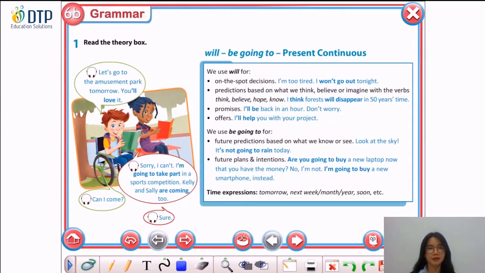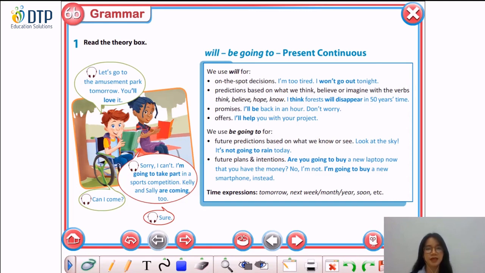Now, let's look at the theory box to summarize our points. Chúng ta sẽ sử dụng will trong các trường hợp sau. Đầu tiên là để đưa ra những quyết định tức thời ngay tại thời điểm nói. Chúng ta cũng có thể sử dụng will để đưa ra một lời dự đoán dựa trên những gì mà chúng ta nghĩ hoặc tưởng tượng. Will có thể kết hợp với những động từ như think, believe, hope hoặc know đối với trường hợp này. Ngoài ra, will còn được sử dụng để đưa ra một lời hứa hoặc một lời đề nghị.